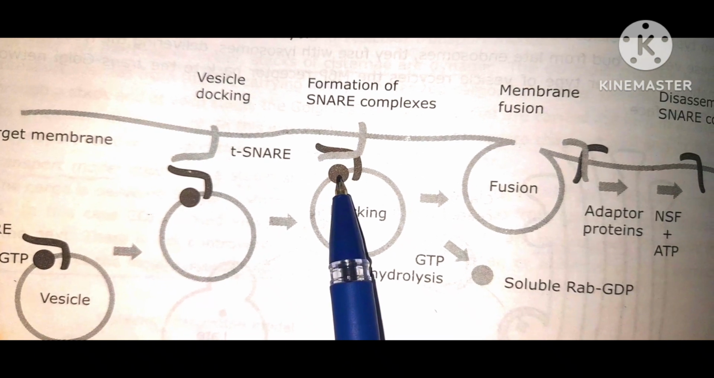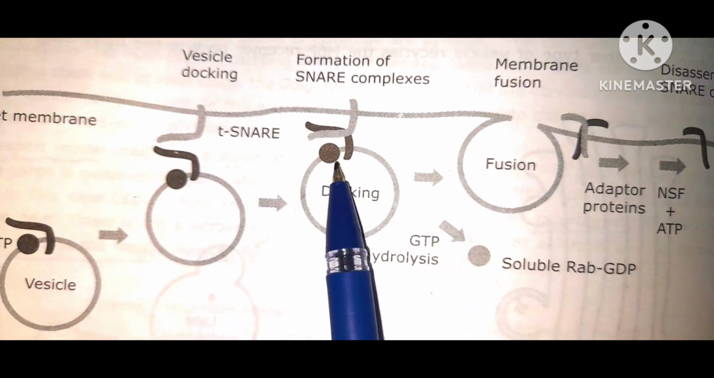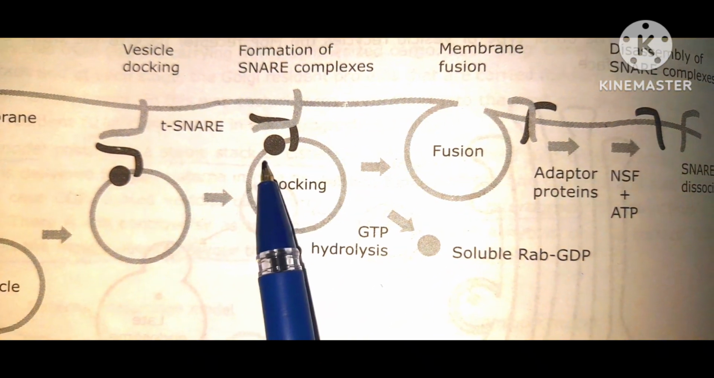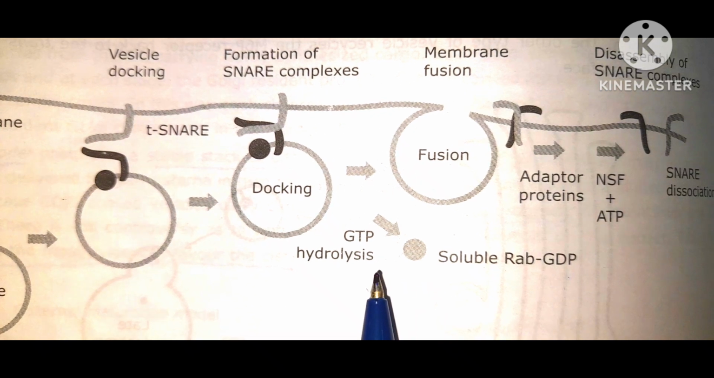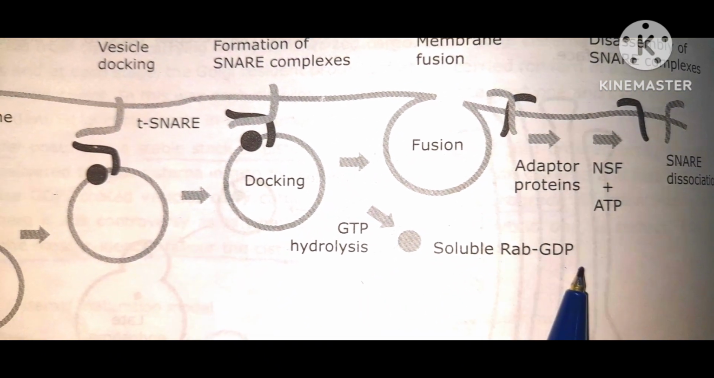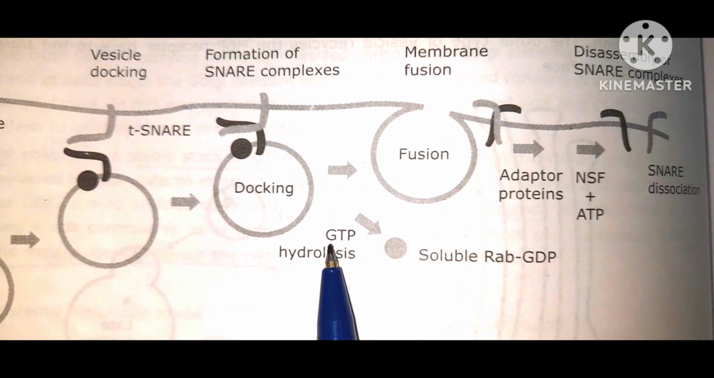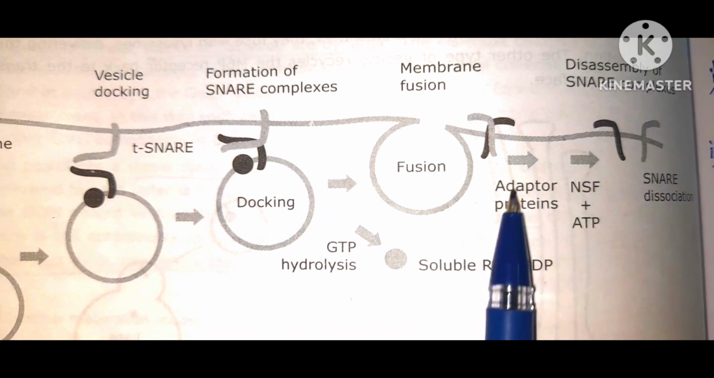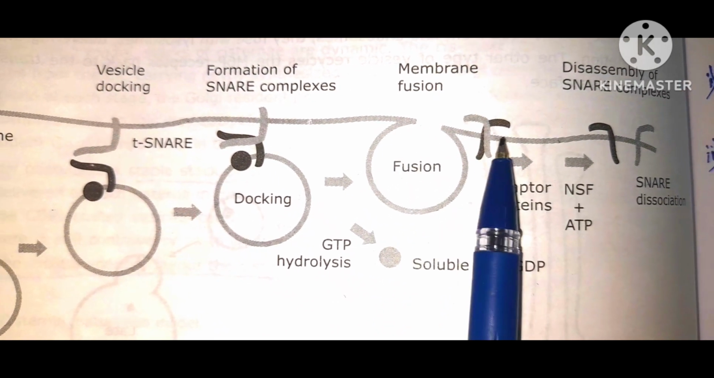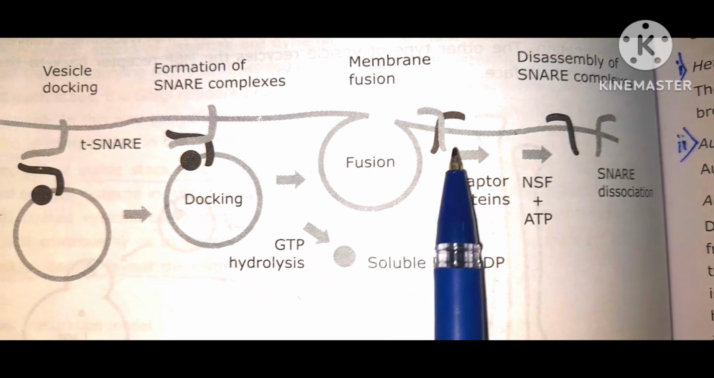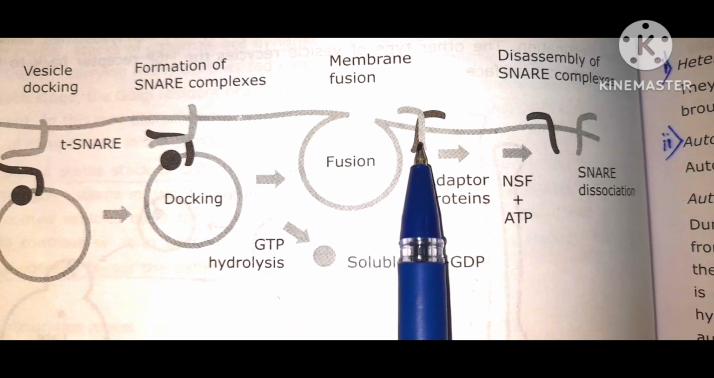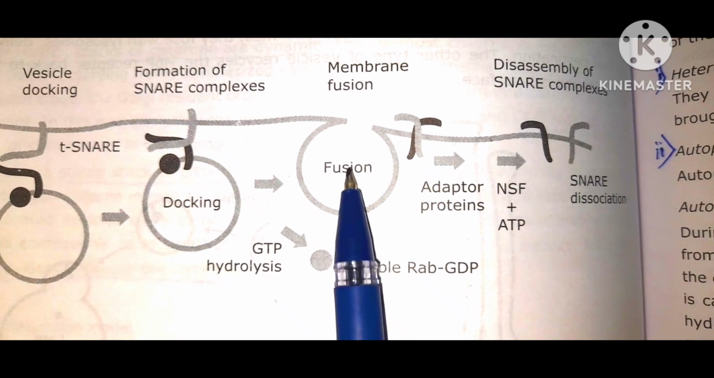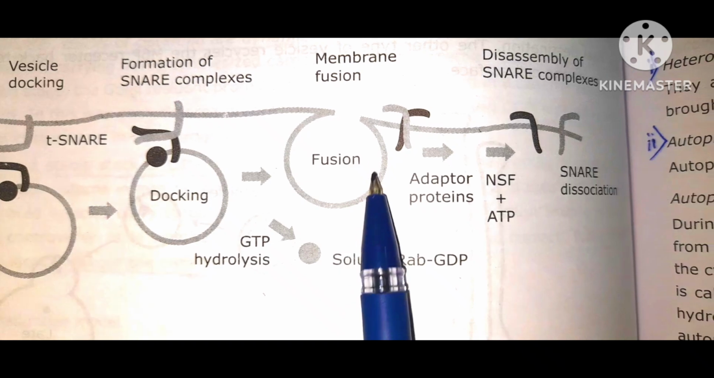The next step is GTP hydrolysis, and this RAB GTP, after hydrolysis, becomes soluble RAB GDP, triphosphate to diphosphate. Then vesicle and membrane fusion occurs. Look here, the v-SNARE and t-SNARE complex is no longer attached to this vesicle and fusion membrane.